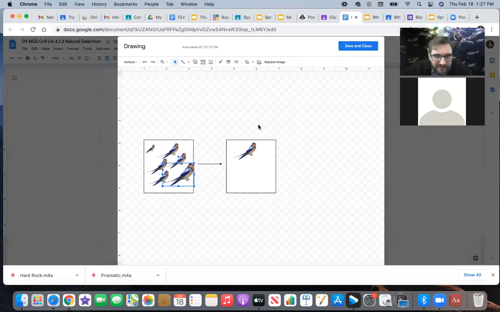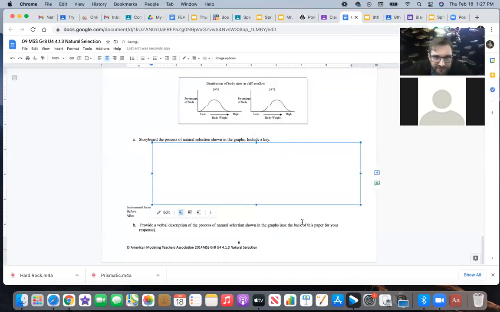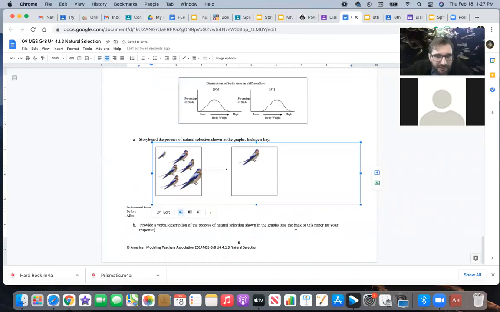I'll click save on this. It's going to take and put all those swallows in there. So it's just wanting you to then finish the 3-box storyboard here and then provide a verbal description of the process of natural selection shown in the graphs. Like what could be driving this population change that's happening from kind of a medium-sized average bird to a larger average size bird by 1978. All right. Good. Okay.